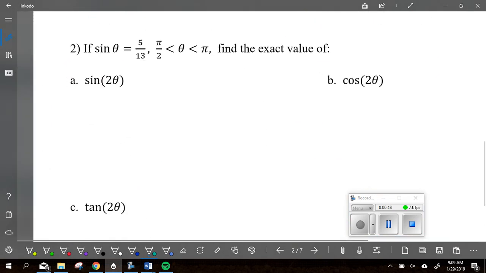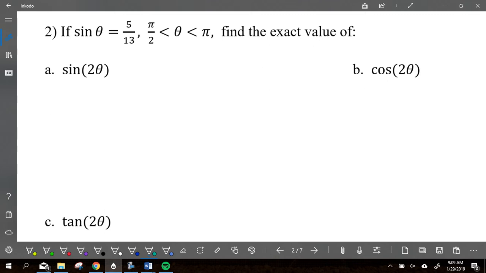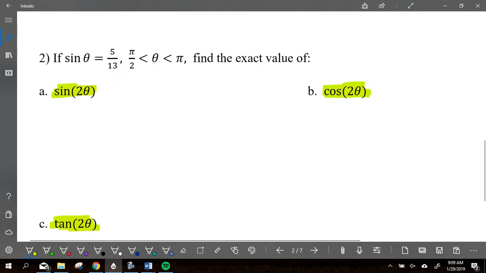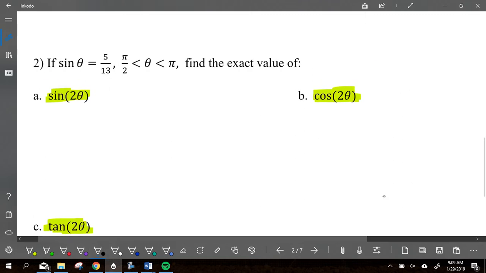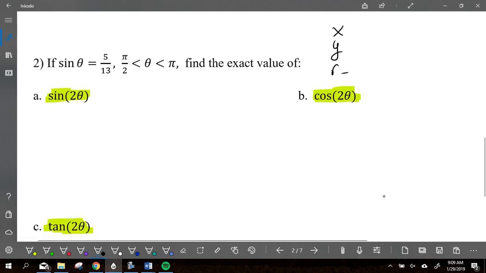All right, let's look at number 2 here. It says, if sine of theta equals that, and theta is between pi over 2 and pi, find the exact value, and we are trying to find double angle problems. For each one of these things, we are taking the angle and we are going to double it. They told us up here some information about sine: sine of theta equals 5 over 13. So again, just like yesterday, the best way to start this problem off is to identify my triangle, identify my x, y, and r. Fill in the information there that you need.